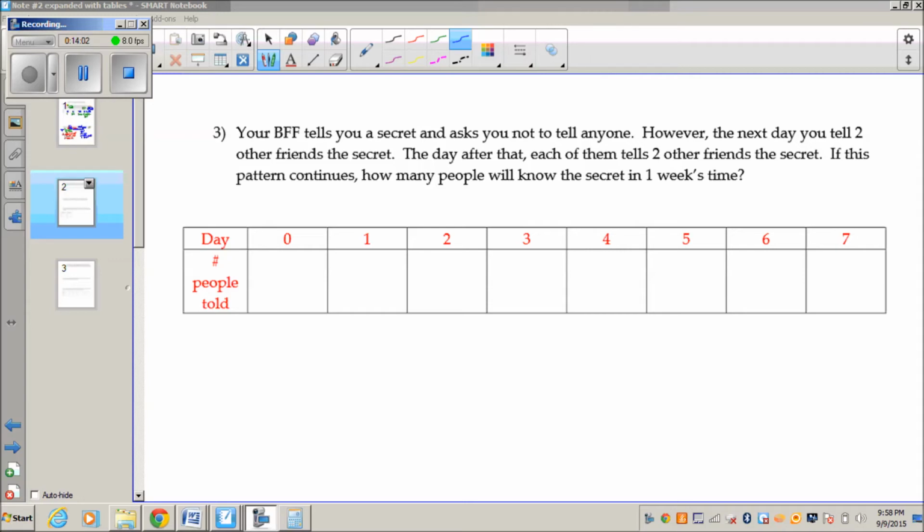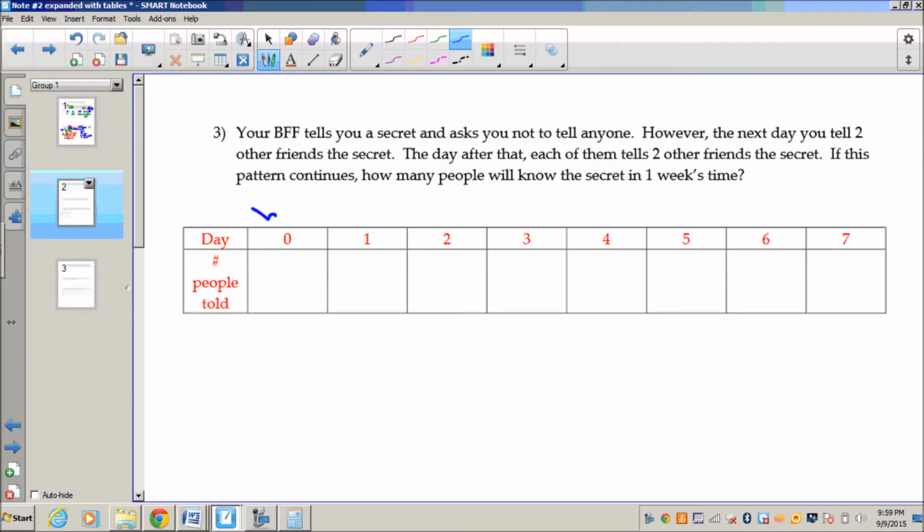So your BFF tells you a secret. The next day you tell 2 other friends. Each of those tell 2 other friends. So it gets 2 times bigger each day. So in 1 week's time, I set up a table, because it's the days that are passing and the number of people. Time 0 means the beginning, so that's what time 0 represents when it starts. So at the beginning, your friend tells you the secret. So she tells 1 friend, you.